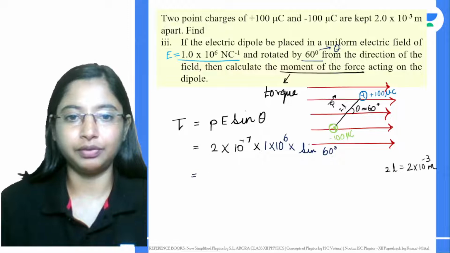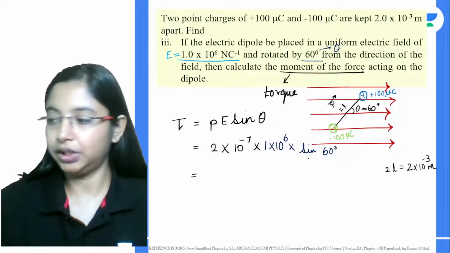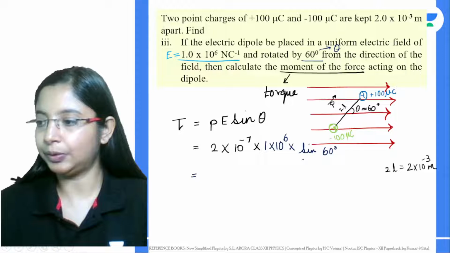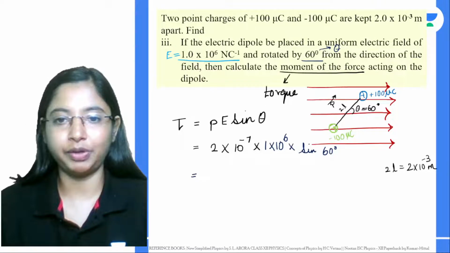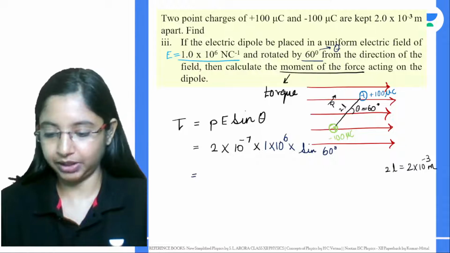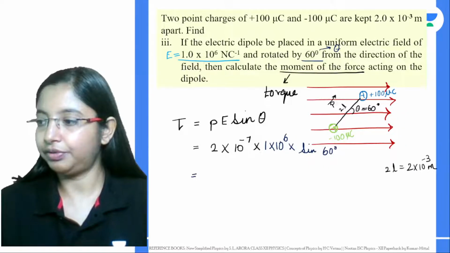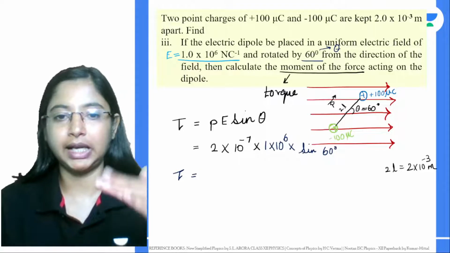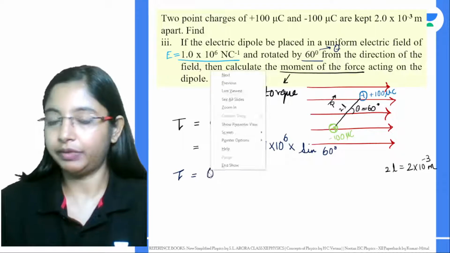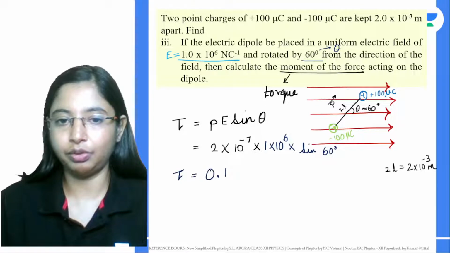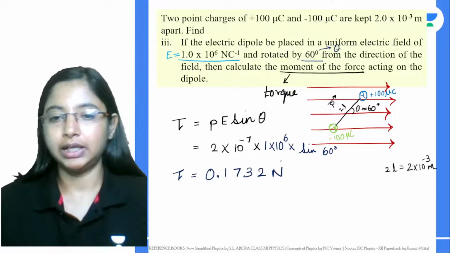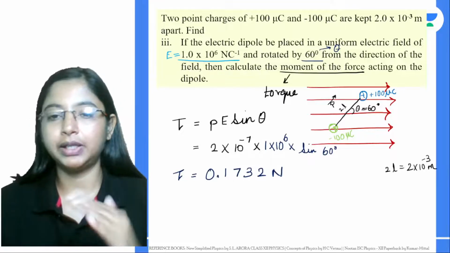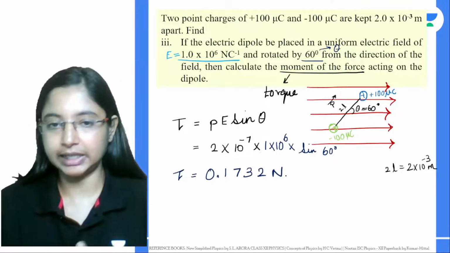So if you calculate 2 into sine theta, and the values 10 to the power of minus 7 into 10 to the power of 6 becomes 10 to the power of minus 7. So the final answer you will get, the torque experienced on the dipole when kept in a uniform magnetic field, will be 0.1732 Newton meter.